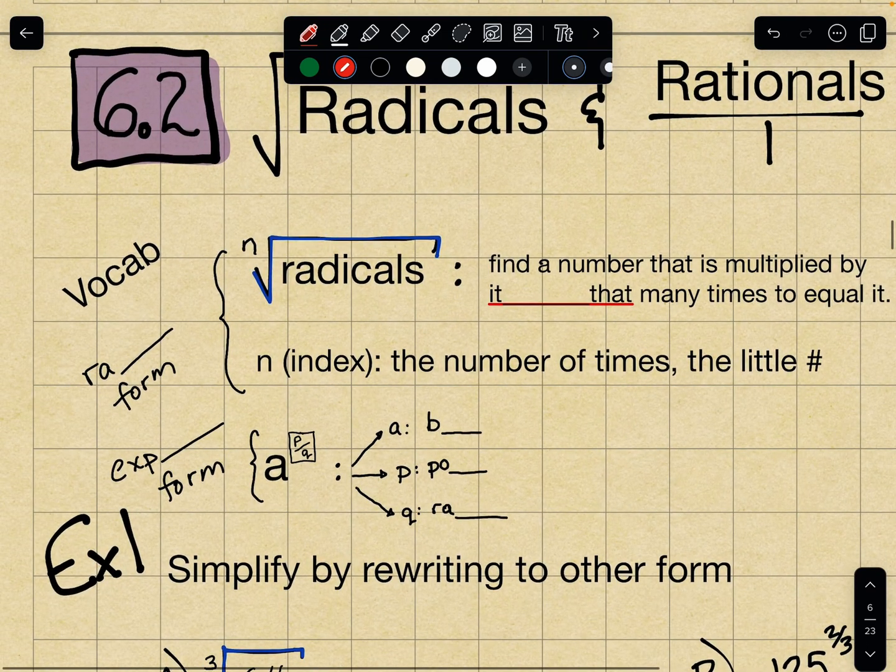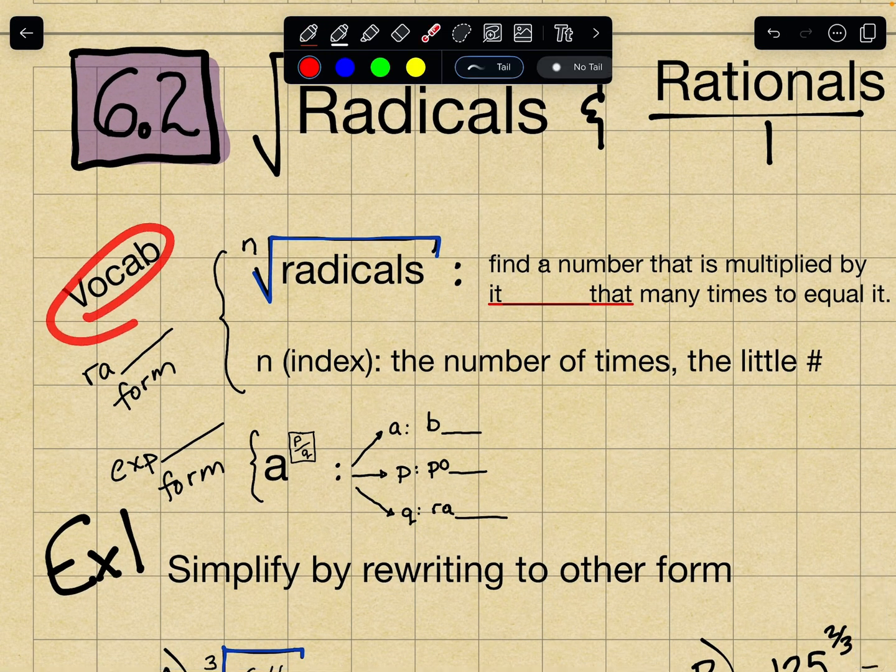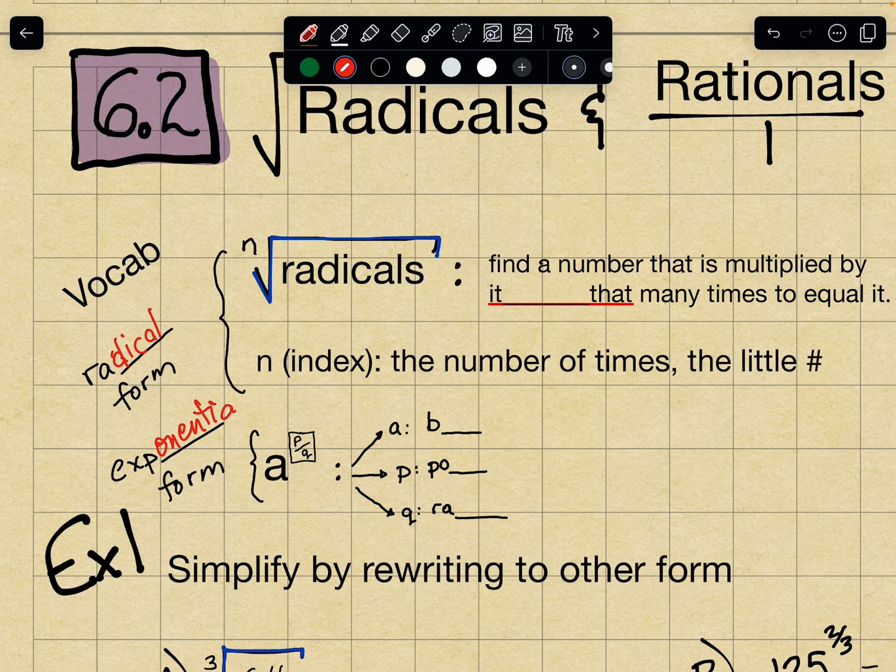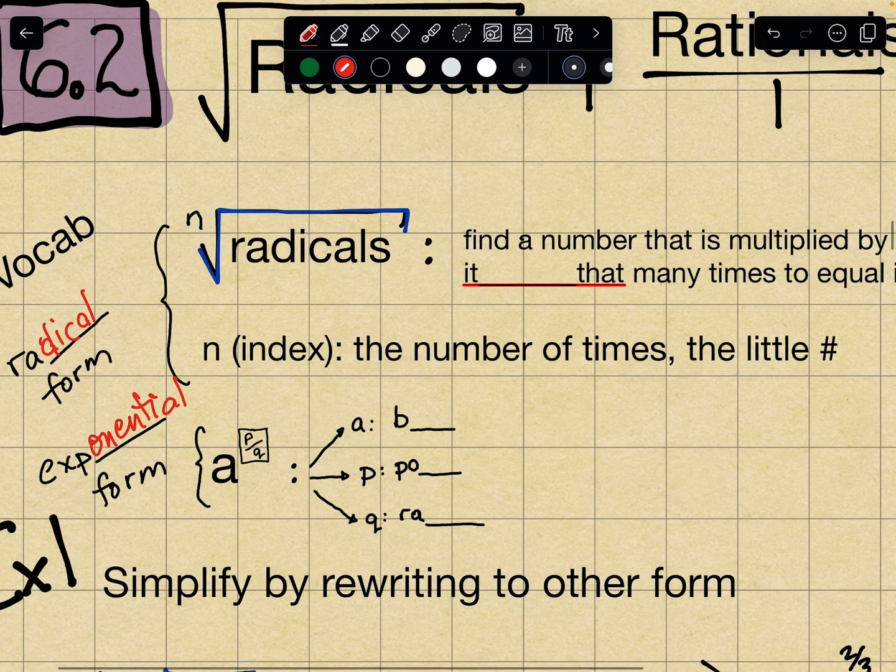First of all, a few words about vocabulary. We have what we call radical format, and exponential format. So a radical is what we used to call a square root. And we'll talk a lot about this in a later chapter. In fact, in our last chapter, this comes up again. This is called a radical. And if we have an exponent, then it's called exponential format.